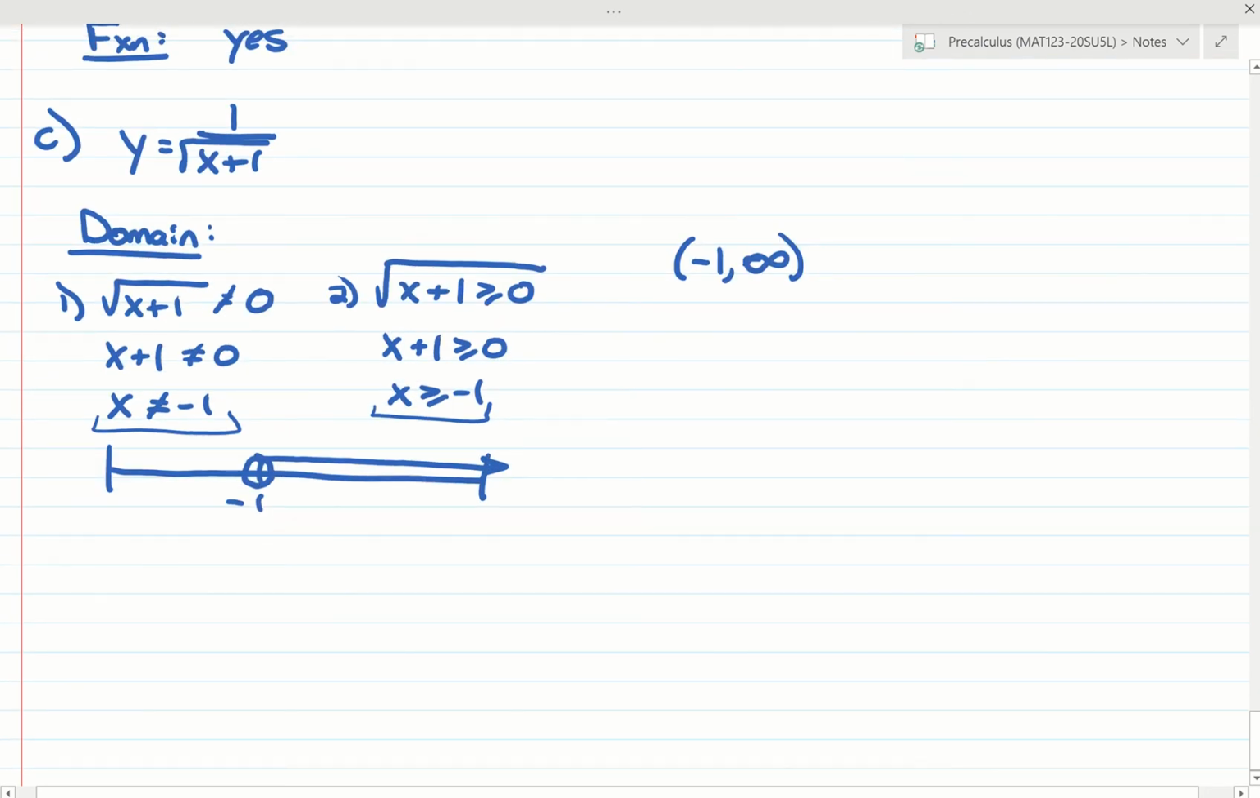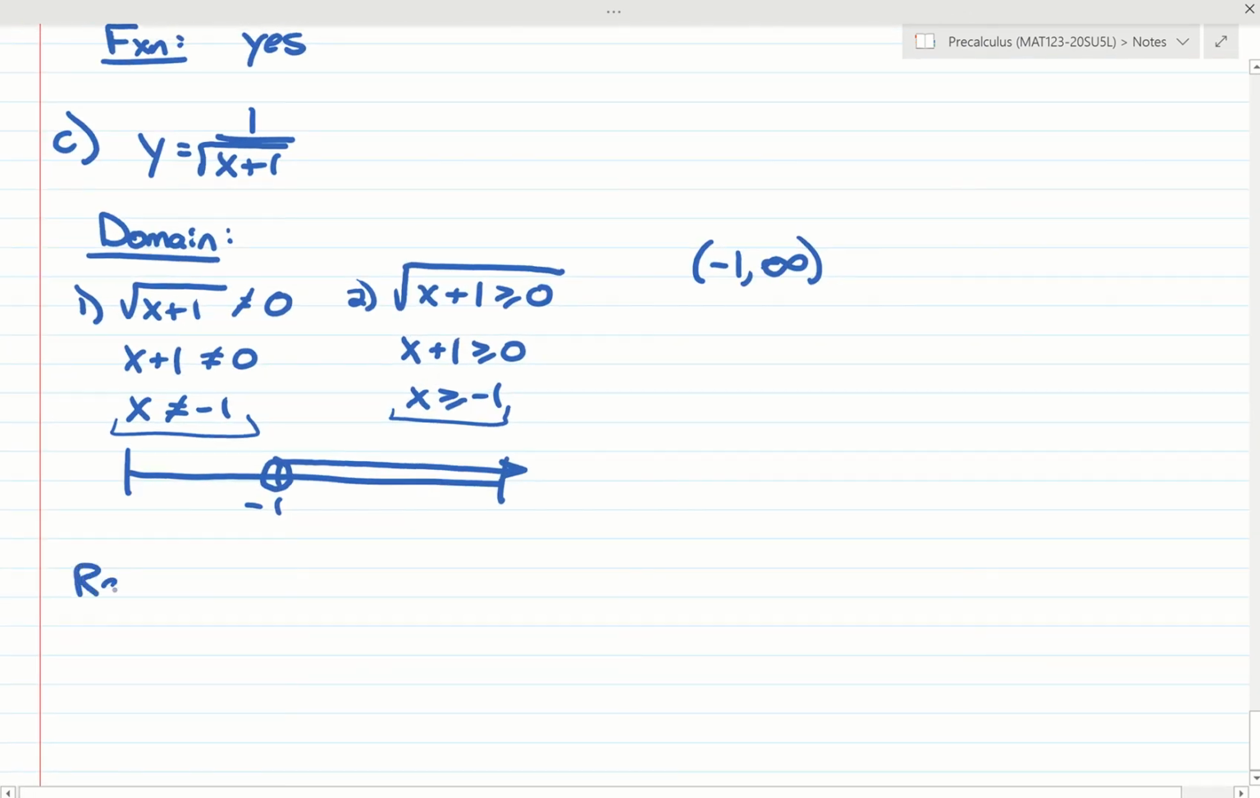The range is going to be a little bit trickier. You wouldn't actually be expected to know this. So let's just kind of say to be determined, TBD. And then is this a function? Well, if you plug in any of your domain values, you're only going to get one y. It's not like you're going to get plus or minus. So the answer is yes. You will always get one y value for every x value that you plug in.